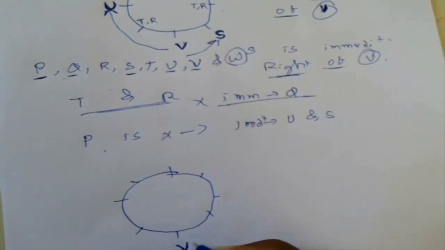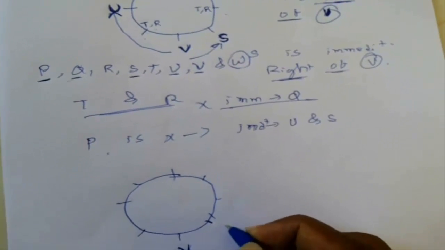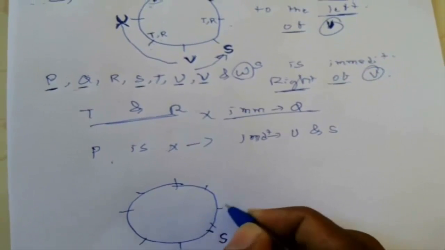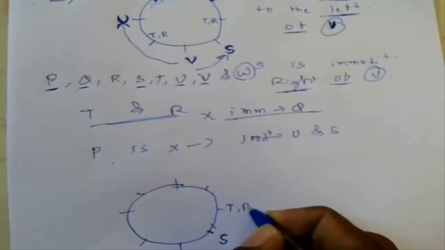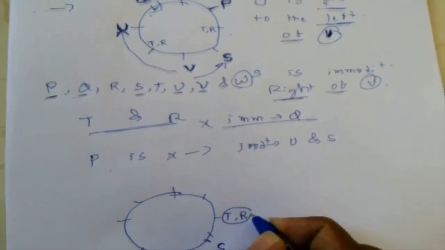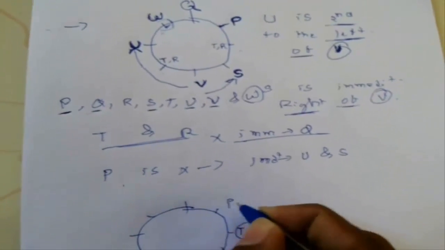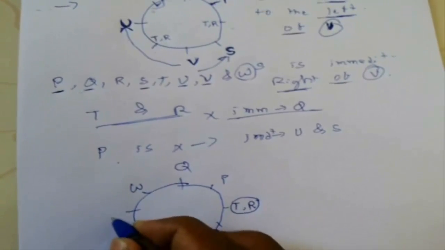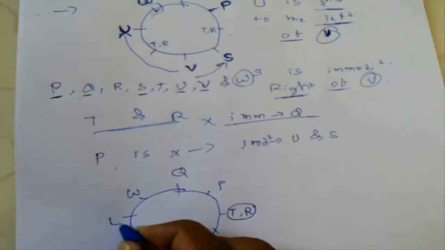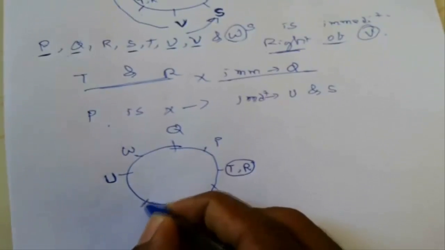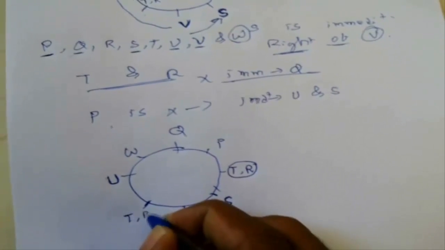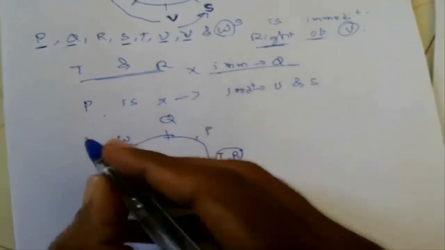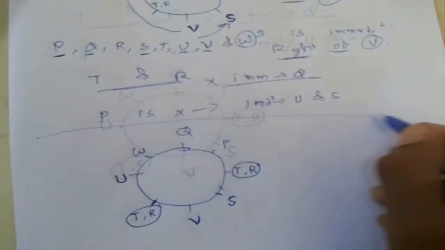this is V, this is S, here will be T or R, here will be P, here will be Q, here will be W, here will be U, here will be again T or R. So let's move on to solve the questions.